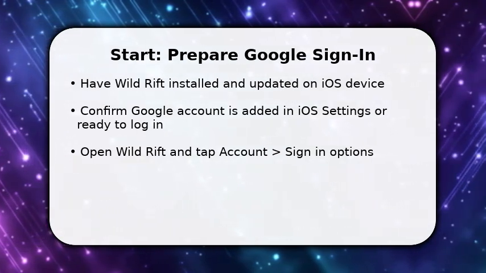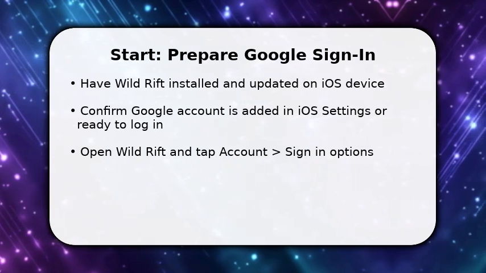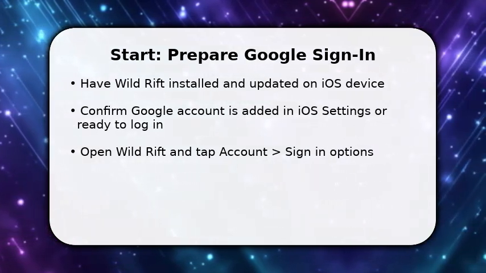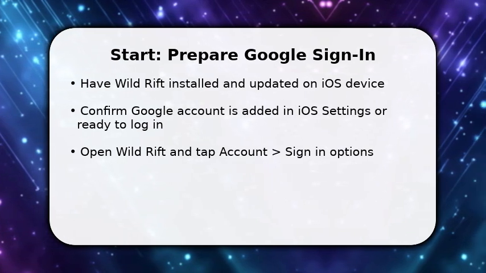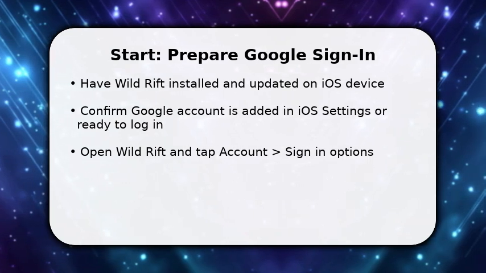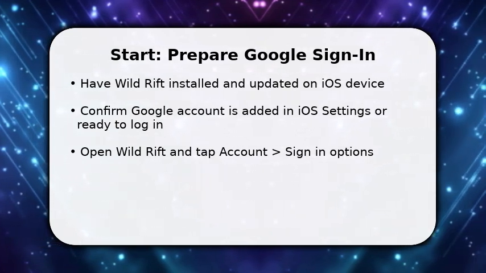Once done, iOS may prompt for the Google account selection or ask you to enter credentials. Make sure you choose the correct account for Progress Sync. If iOS asks for permissions, accept them so Wild Rift can read basic profile info needed to link your game.